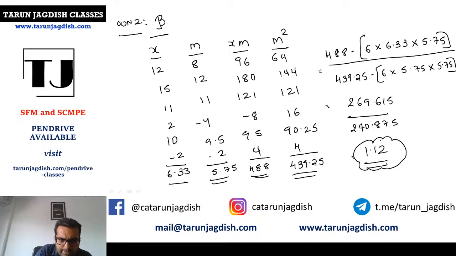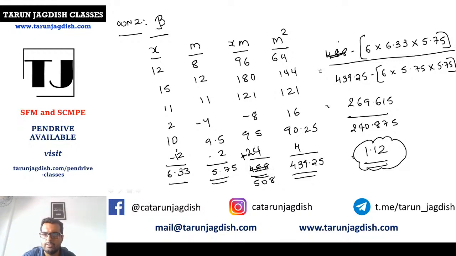Did I make a mistake somewhere? Is it minus 12 for the last one? Oh God, I have taken minus 2. So my answer must have got messed up. One minute friends. So this will become minus 24 and it will become plus 24, right? So let me just check. 96 plus 180 plus 121 minus 8 plus 95 plus 24 will give me this number as 508. So this instead of this will become 508.